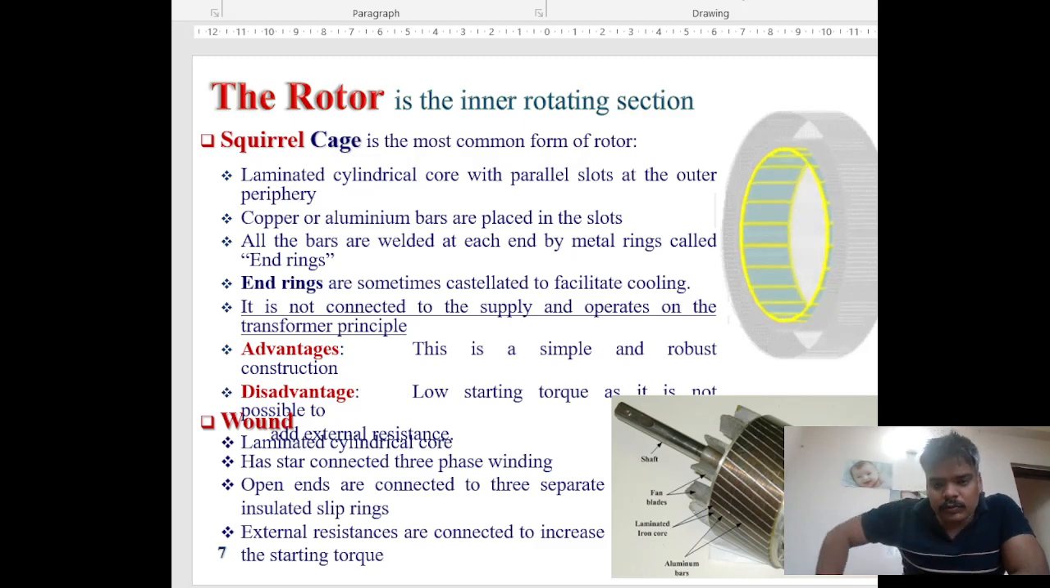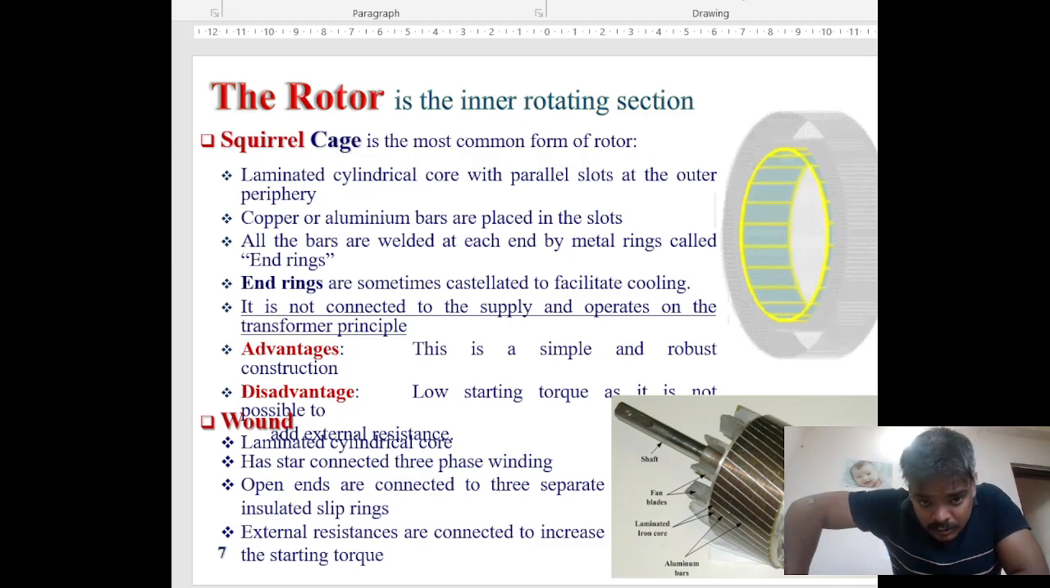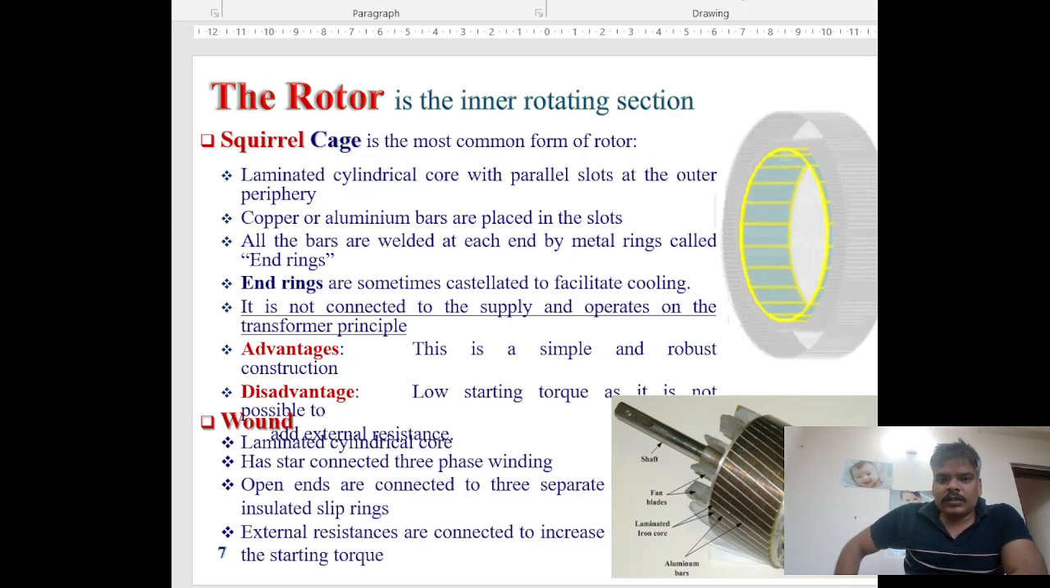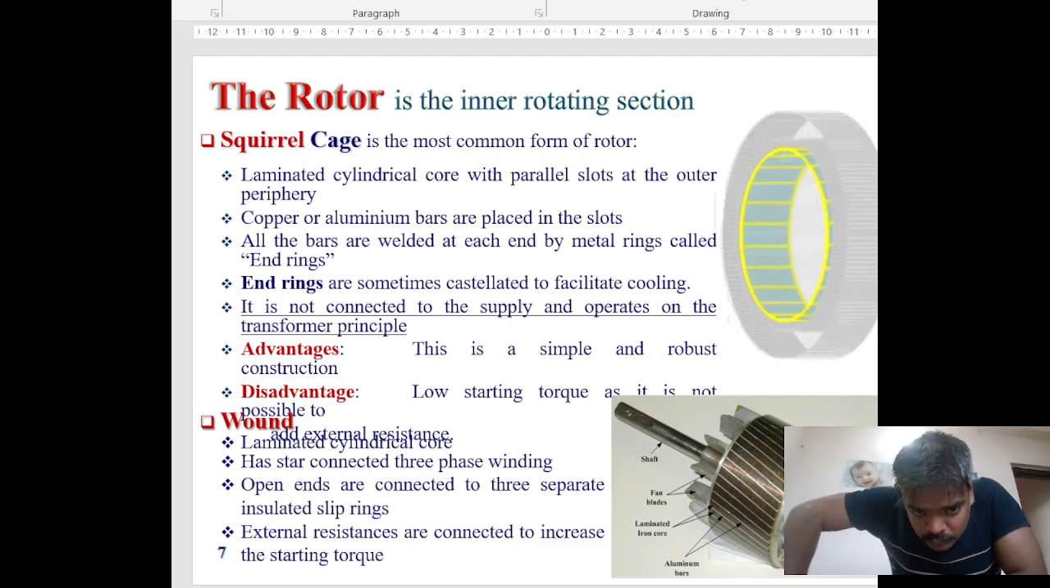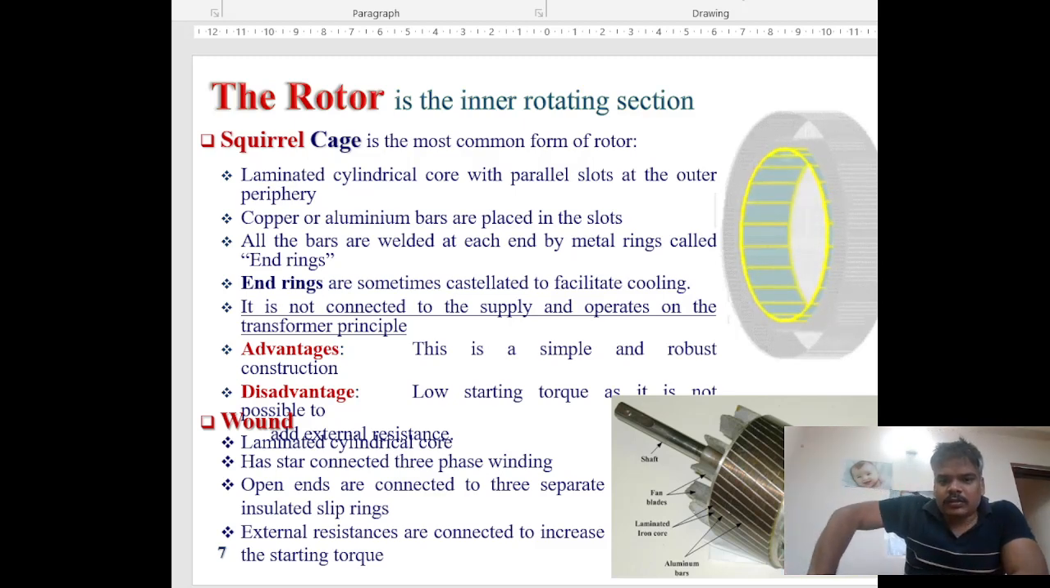It is not connected to the supply and operates on the transformer principle. What happens in the transformer? That same principle is used here in the rotor. This is simple and robust construction. Low starting torque as it is not possible to add external resistance. So here the disadvantage is the low starting torque.